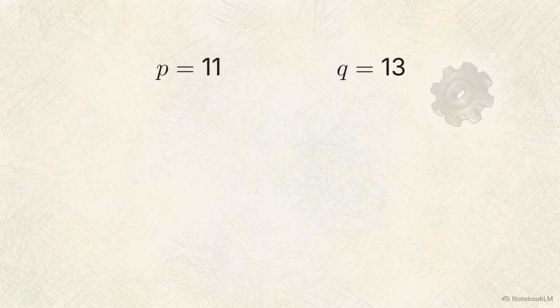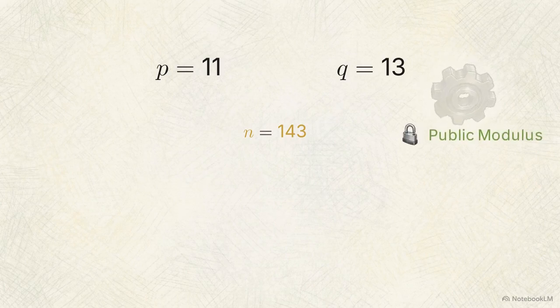On this digital whiteboard, we begin the key generation process by defining two prime numbers, p equals 11 and q equals 13. We multiply these primes to establish n, our modulus, which equals 143. This is a public parameter used in the final encryption.